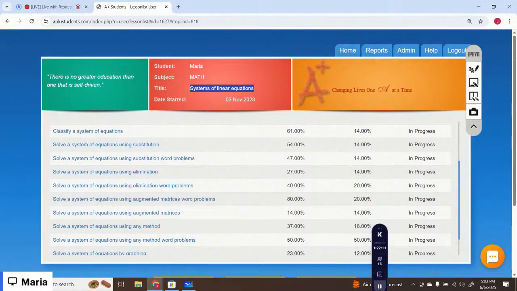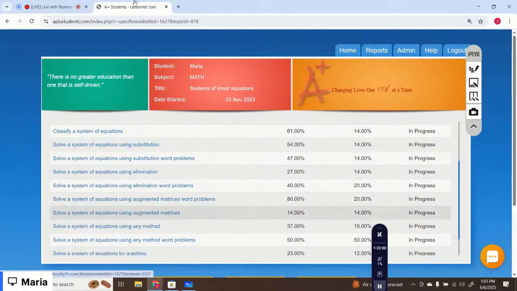There you can find the list of the chapters. We're going to start with the chapter System of Linear Equations. We're going to start with the lesson System of Equations Using Augmented Matrices. So let's just start with the lesson.